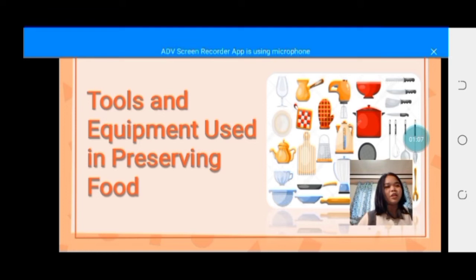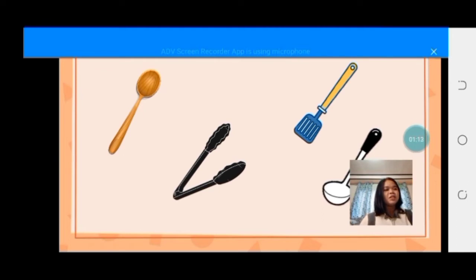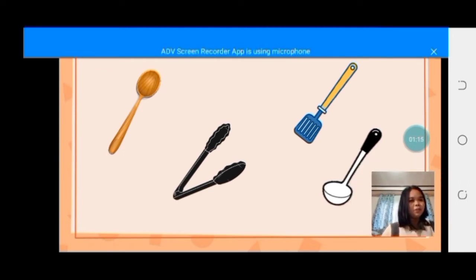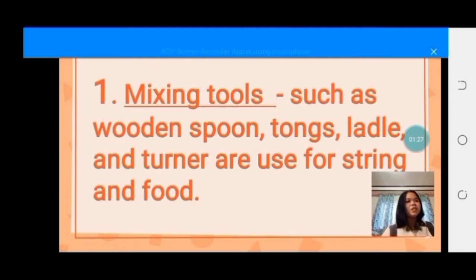There are tools and equipment used in preserving food. Okay, class, what have you observed in the pictures? Anyone? Okay, very good. It is mixing tools. Who can read? Mixing tools such as wooden spoon, tongs, ladle, and turner are used for stirring food. So class, mixing tools are used for mixing the food.